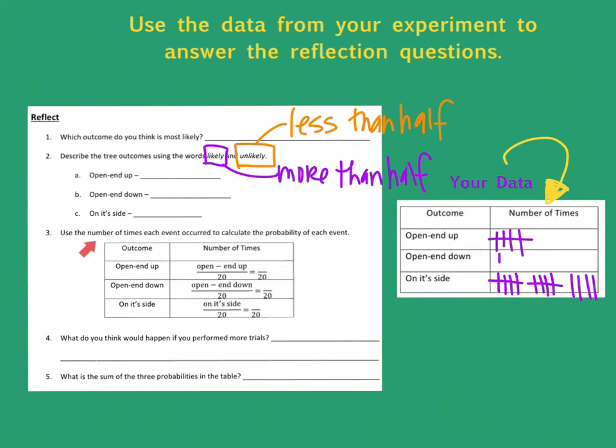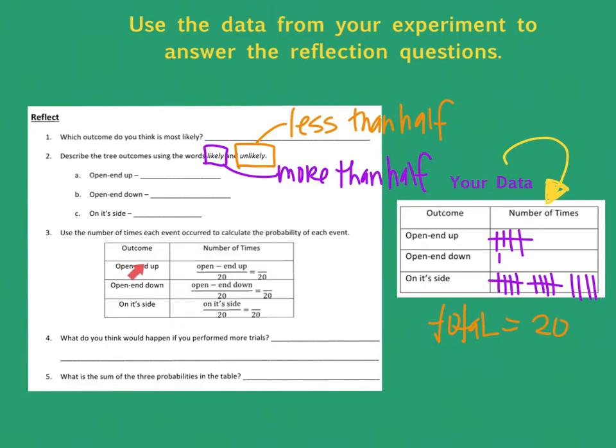Then question 3, it says, use the number of times each event occurred to calculate the probability. So now that we have these individual occurrences with our tally marks, we're going to make our probability fraction answer. They're telling you that your denominator should be 20 because we flipped the cup 20 times. Our total was supposed to be 20. So you can count your tally marks and make sure you have 20.